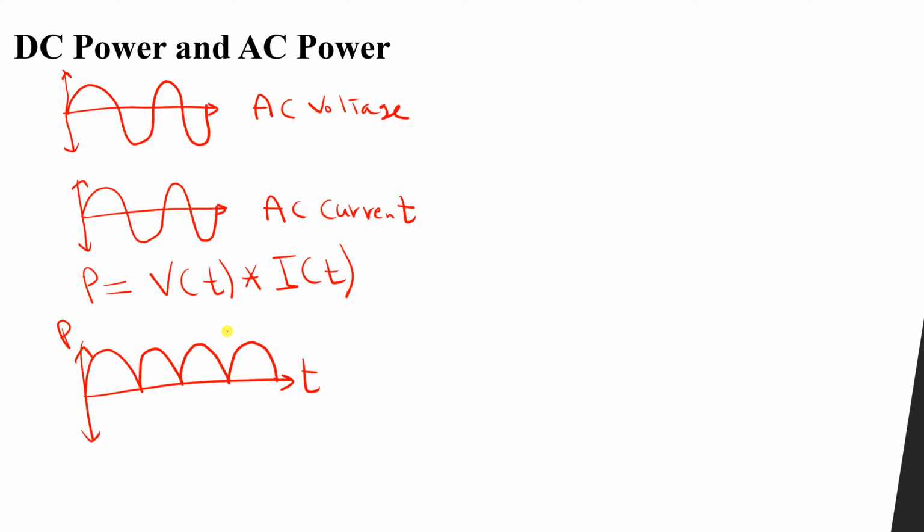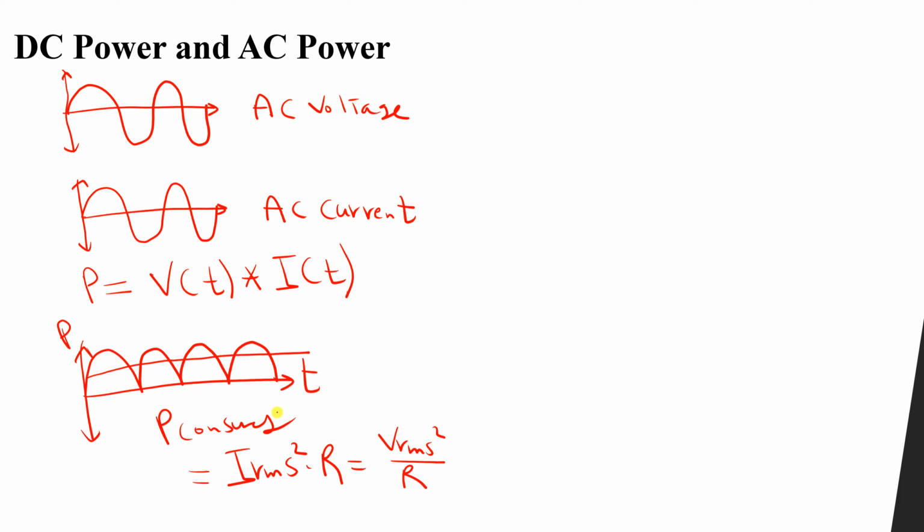When I say the power consumed, P consumed, which is I RMS squared multiplied by the resistance, or V RMS squared divided by the resistance, what kind of power am I getting? I'm getting the average power. As you can see, this waveform is changing with time, so P consumed means the average of the instantaneous power.